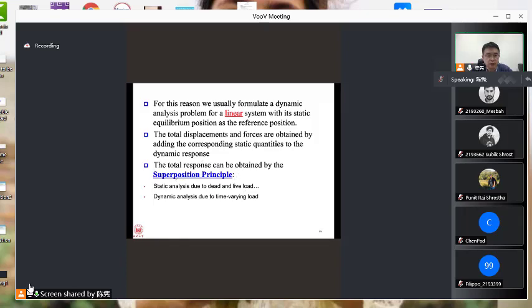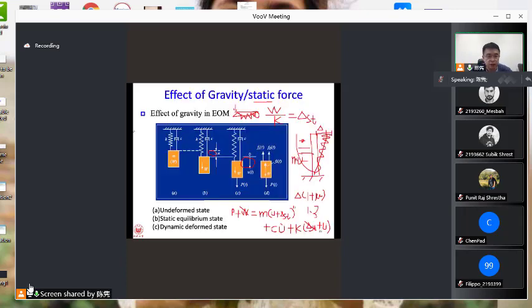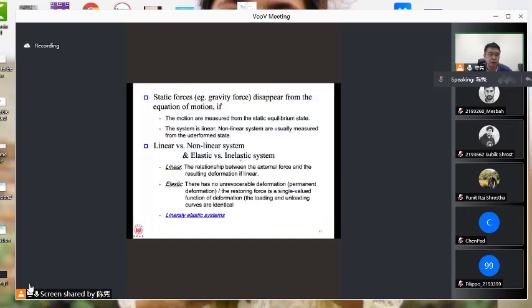So the total response should be combined together. But this is only applicable to linear systems. For nonlinear systems, the superposition principle is not applicable, so you cannot use this idea. For a nonlinear system, you need to use the reference position from the very beginning. If this is a nonlinear stiffness K, you need to take your reference position here, without deformation. You cannot use this as a reference position, because this is only applicable to a linear system, linear K. And then the static force will disappear from the equation of motion if it is measured from the static equilibrium state, and the system is linear. A nonlinear system cannot use this.